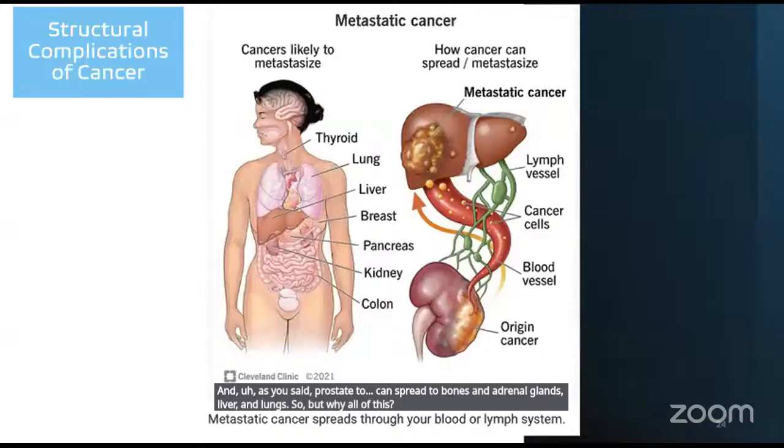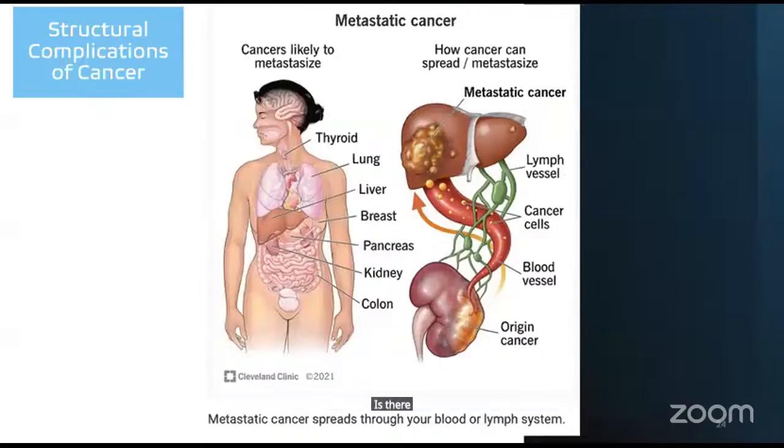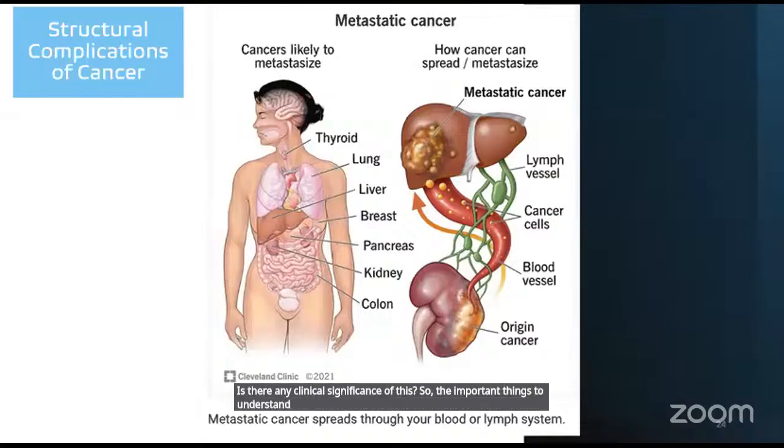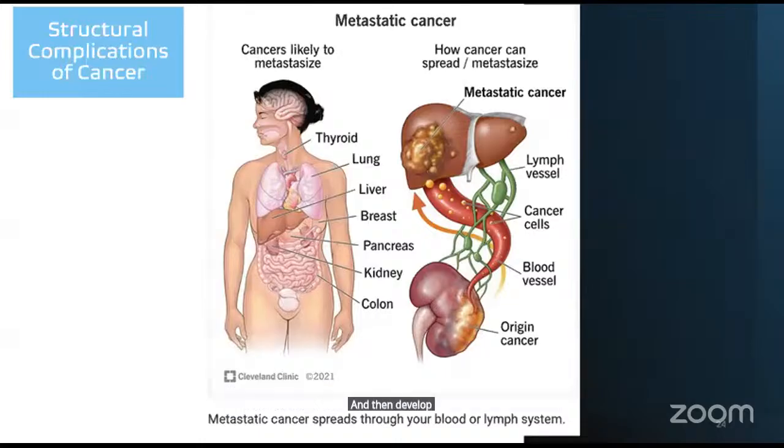Is there any clinical significance of this? The important thing to understand is that organotropism helps us predict the metastatic site once you have a cancer, and then develop targeted therapies and also improve patient outcomes. But I will give a little example here.